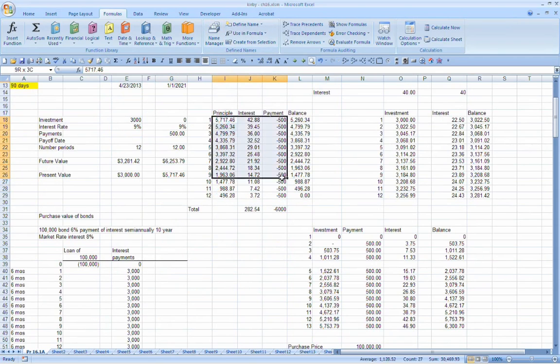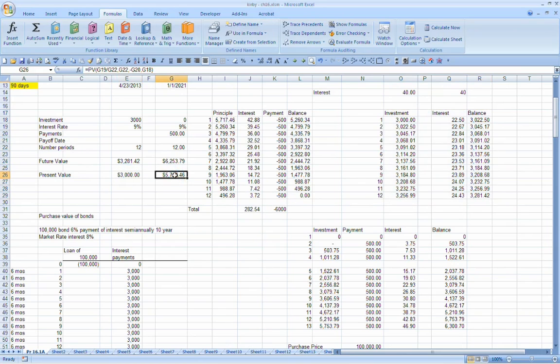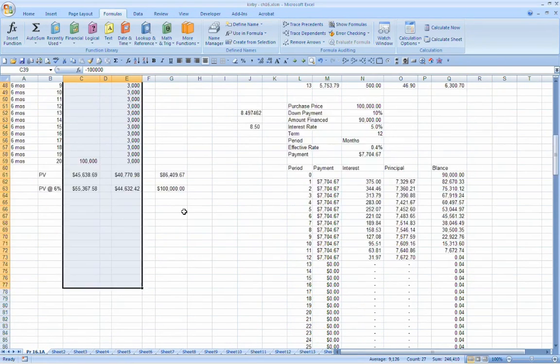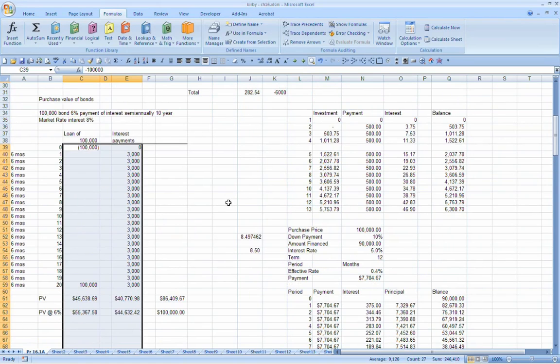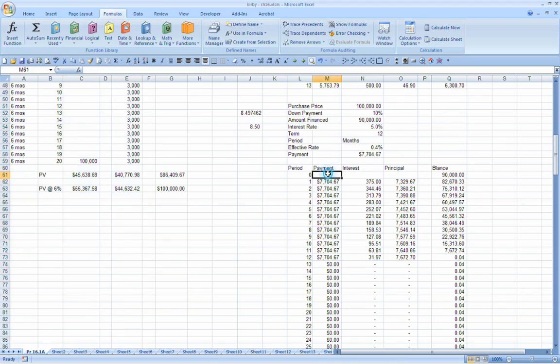I showed you how to calculate amortization tables for loans or investments. And we used those to confirm the amounts that were coming out of the present value and future value functions. We did a quick review on how to calculate bonds, which is kind of cool. And this is another investment, but I also did a calculation and an amortization table to calculate.